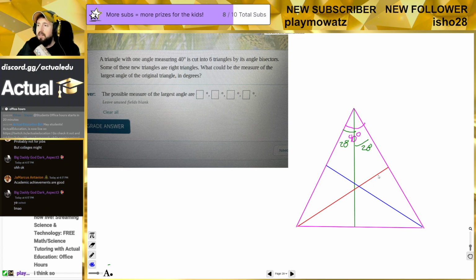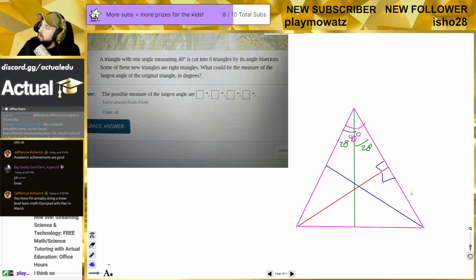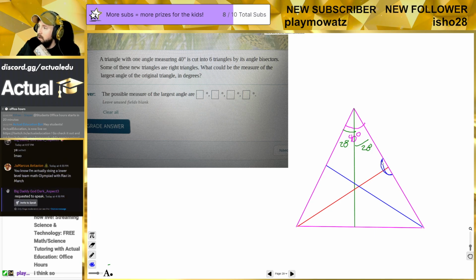So here's an interesting thing. If one of these ends up being a right angle, the other one has to be as well. Because these triangles that are formed get formed in pairs, where this is going to be a straight line. So these 2 angles have to be supplementary to each other.